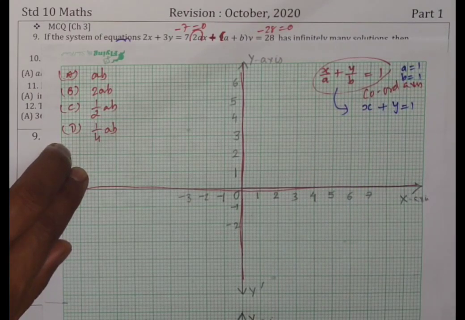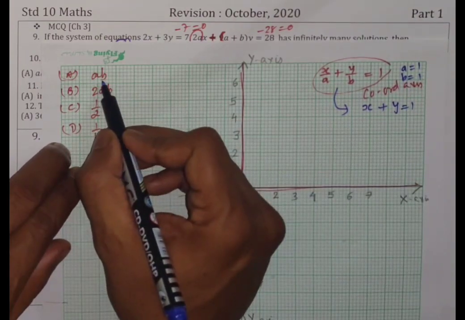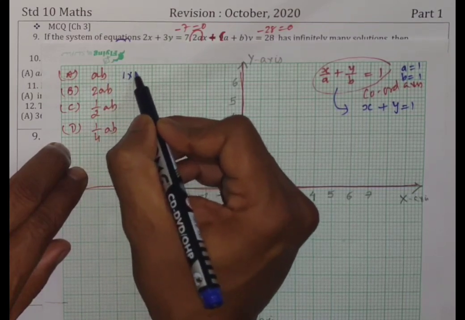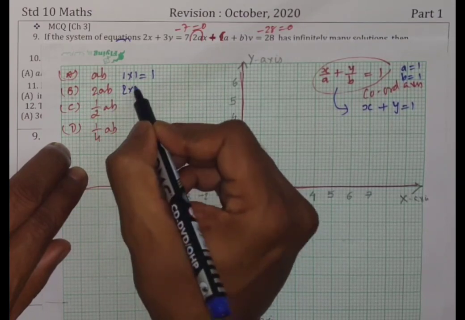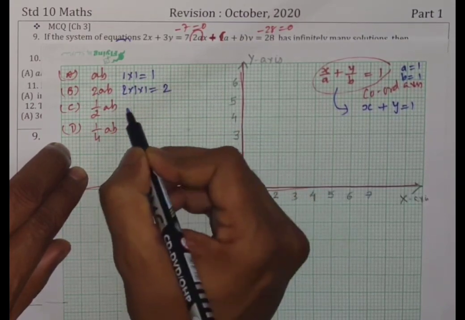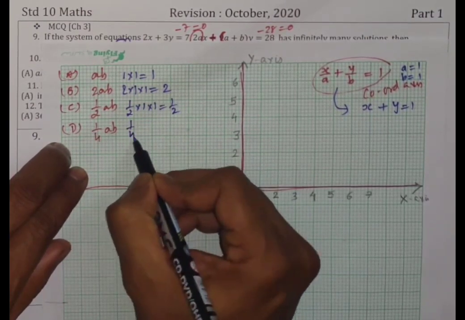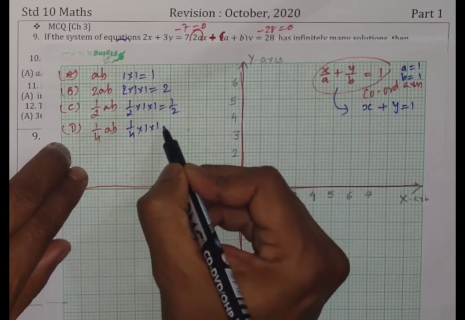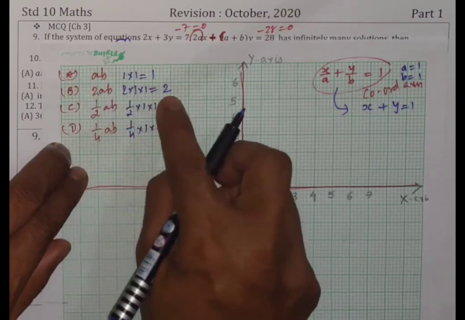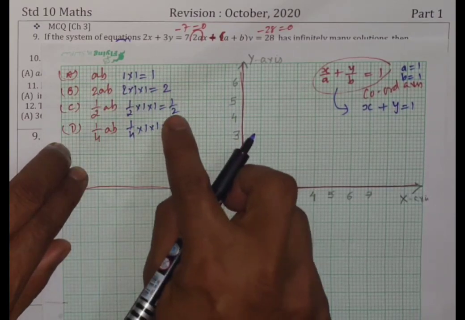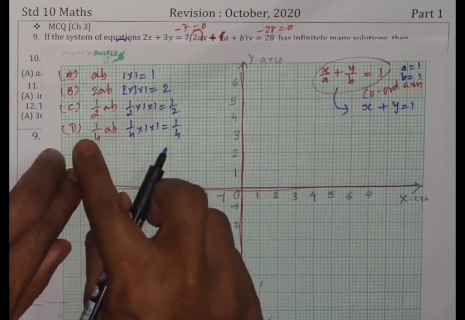Yeh simple equation mil gaya. But aapne kya liya? a equal to 1 and b equal to 1. If a equal to 1 and b equal to 1, then option A will be half into a into b, that is 1. So area of triangle is 1. Here, 2 into a into b. Here, half into a into b, so that will be half. Here, 1/4 into a into b, that is 1/4. So if you get area of triangle 1, answer is A. If you get area of triangle 2, answer is B. If you get area of triangle half, answer is C. And if you get area of triangle 1/4, answer is D.